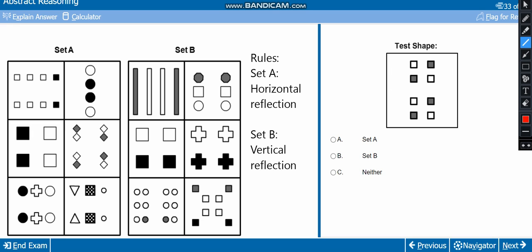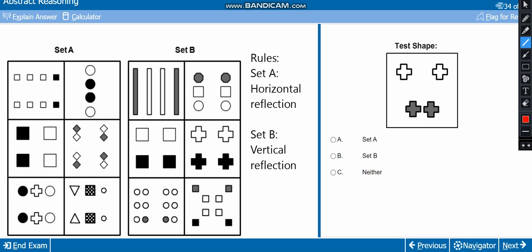In this shape, it requires a bit more thinking. If we try a vertical line, there isn't a reflection, otherwise this white square over here would be shaded in. And then there's no horizontal reflection, otherwise that would reflect down there, that would be shaded in. Therefore, the answer is neither.